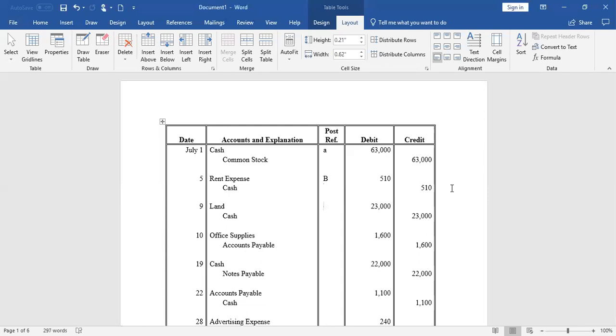On July 9th, the company paid $23,000 cash to purchase land to be used in operations. So what was affected? The land was affected and the cash was affected. Since they're buying more land, they're buying more of the asset land, they must increase that asset. It increases on the debit side because that's the rule. They're using the asset cash to pay for it. So cash is decreasing. You decrease assets on the credit side. So the credit will be to the cash T account. And in our journal entry, that's how we would show it.